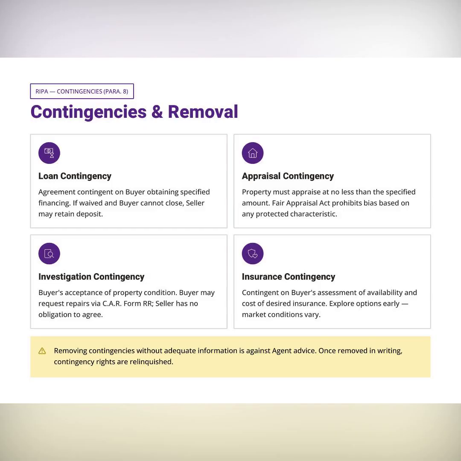It is critical to advise clients against removing any contingency without having all necessary information and being fully satisfied with their findings. Once removed in writing, those valuable rights are relinquished, exposing your client to potential risks.